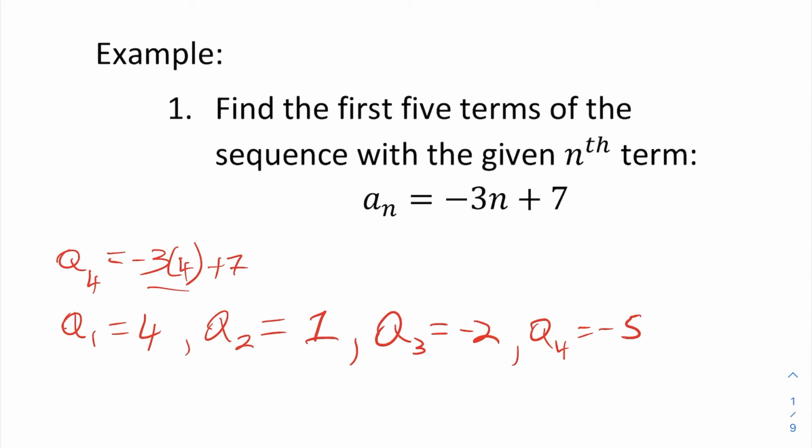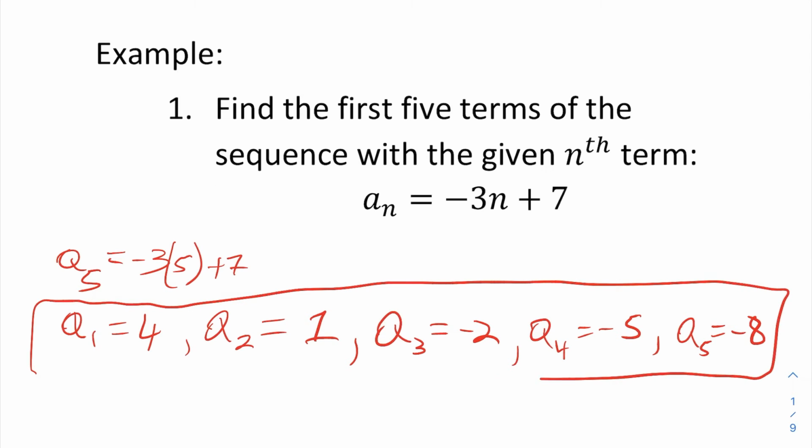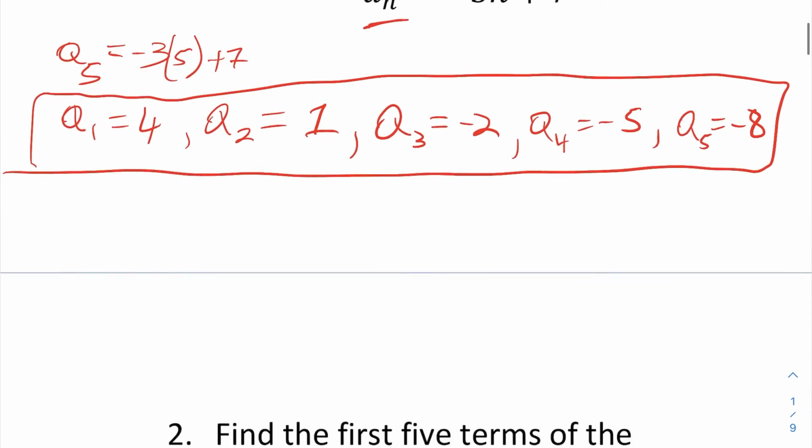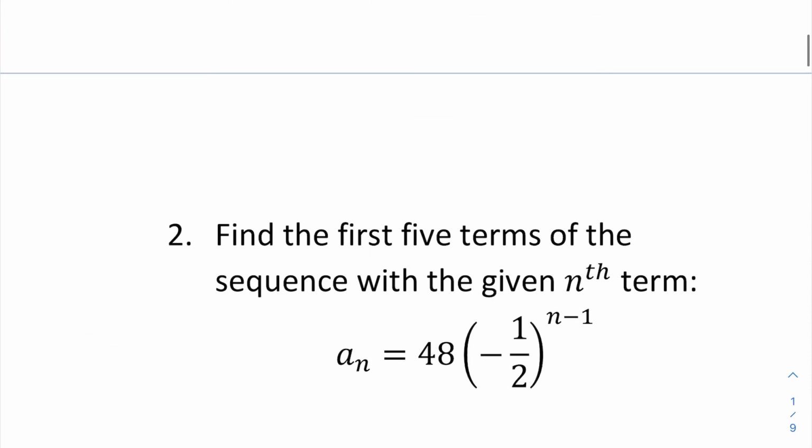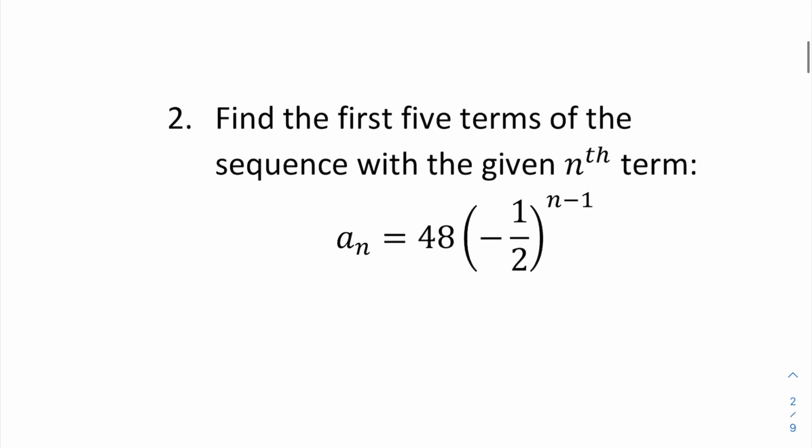And lastly, we have A5, the fifth term that they asked for. So A5 is just -3 times 5 plus 7, or -15 plus 7. -15 plus 7 means that A5 is -8. So there they ask for the first 5 terms of the sequence, and there are the first 5 terms of the sequence with the given nth term. Just like plugging numbers into functions. It is just plugging numbers into the functions.